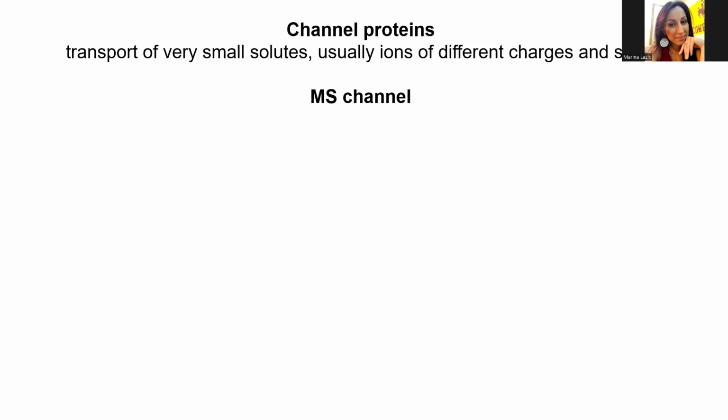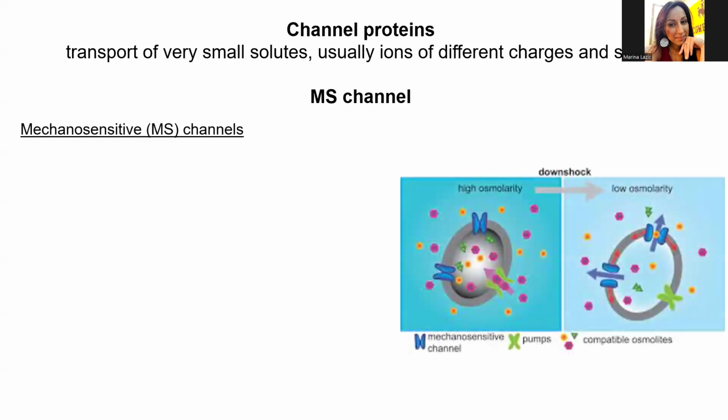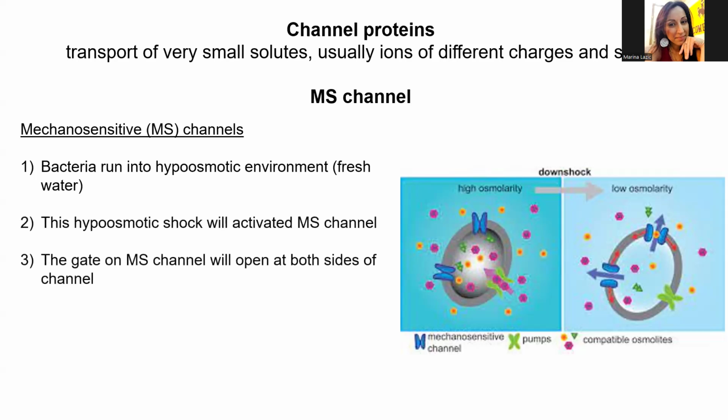The example that we will have here is the mechanosensitive channel, which is usually developed in organisms in order to regulate their turgor pressure. So when a bacterium runs into a hyposmotic environment, like freshwater, that means there is no high amount of dissolved solids in it. Hyperosmotic would be something full of salts. So when bacteria run into the hyposmotic environment, this will be a hyposmotic shock that will activate the MS channel.